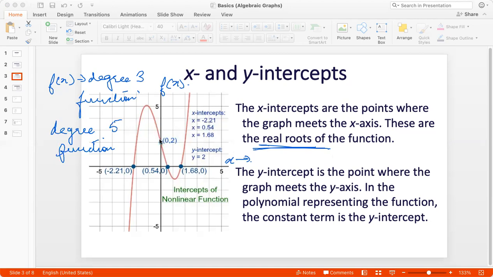So what about the y-intercept? The y-intercept is the point where the graph meets the y-axis. So let's say I have any polynomial written in the expanded form, ax cubed plus bx squared plus cx plus d. So d here, the constant term, is always the y-intercept because when you put x equal to 0, the function effectively becomes d. So d is the y-intercept.